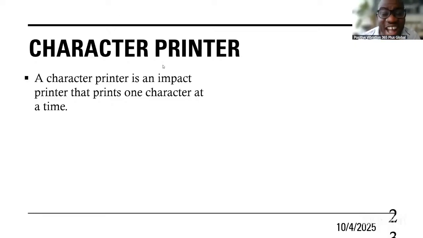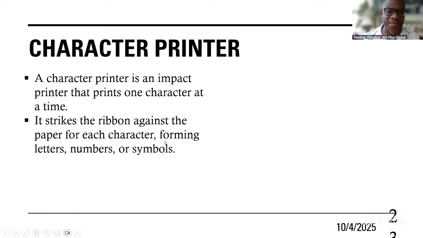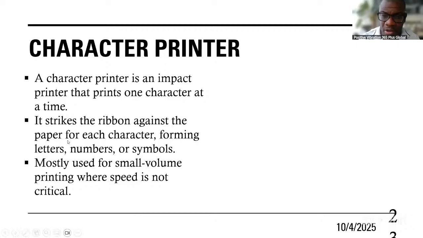It prints one character at a time. Very important. It strikes a ribbon against the paper for each character, forming letters, numbers, or symbols. It's going to take long. Okay? All right. Mostly used for small volume printing where speed is not critical.